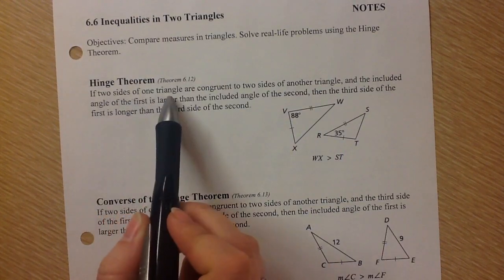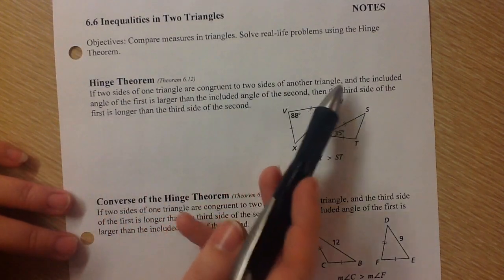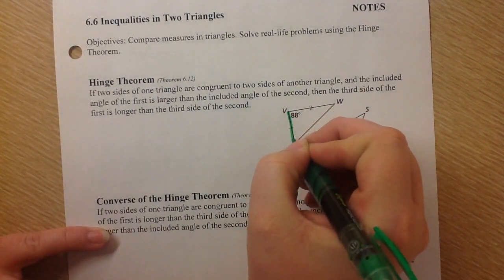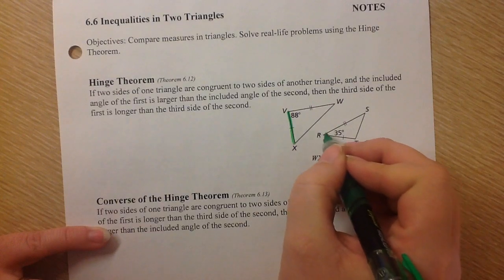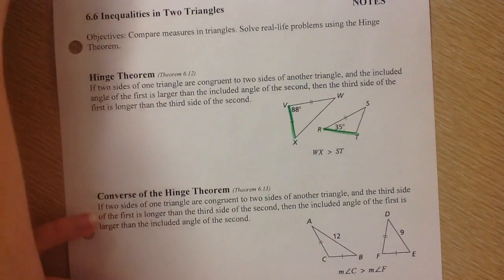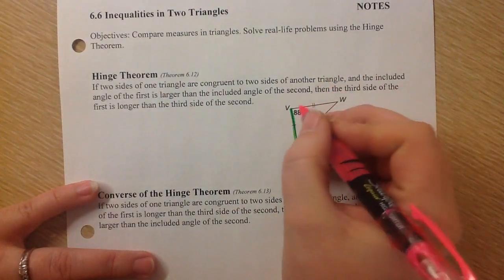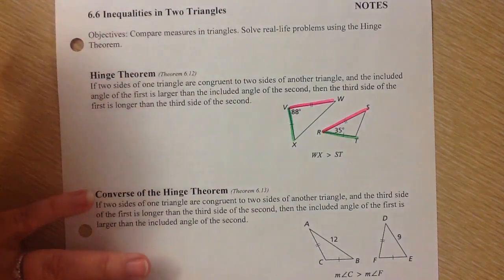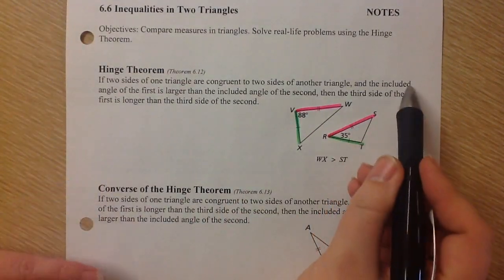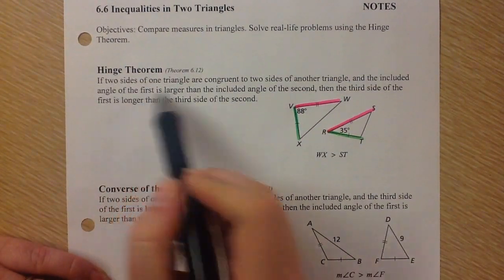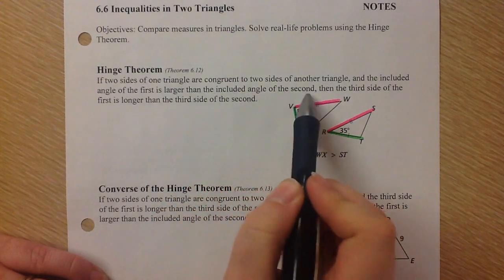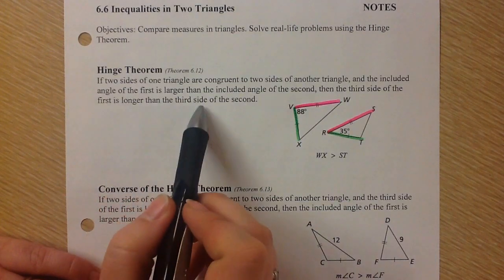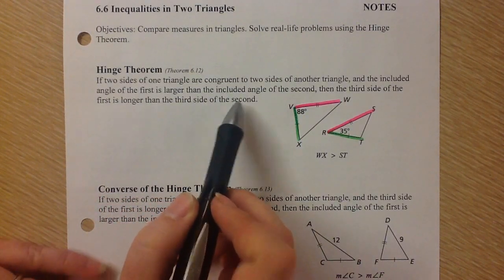If two sides of one triangle are congruent to two sides of another. So here in my example, we have XV congruent to RT, and the other side, VW congruent to RS. So we have two congruent sides, and the included angle of the first is larger than the included angle of the second, then the third side of the first is longer than the third side of the second. It's a lot of words.